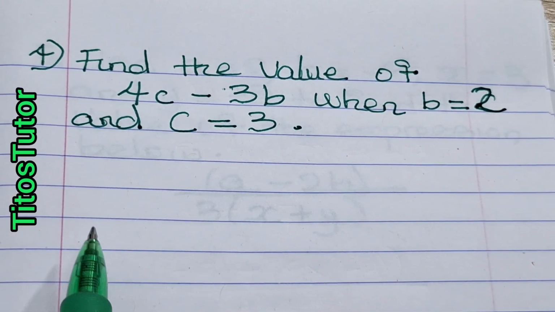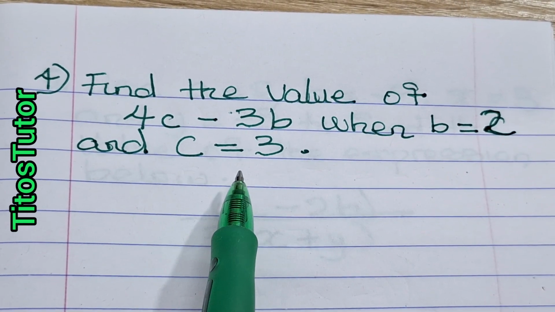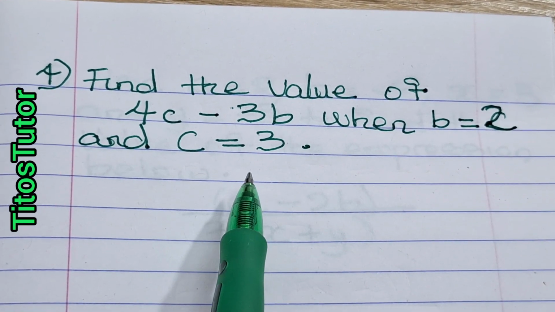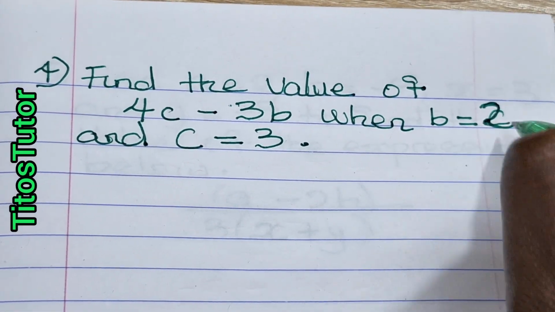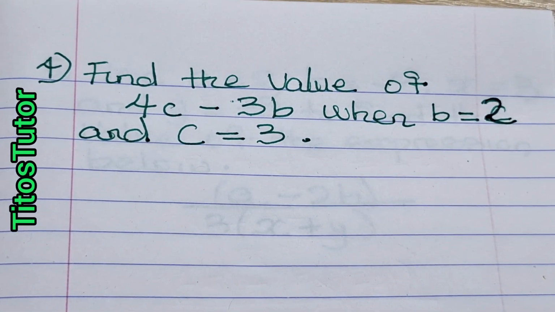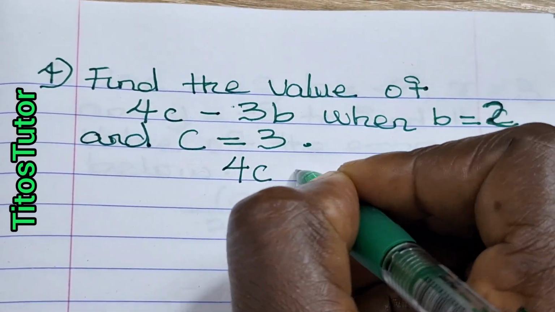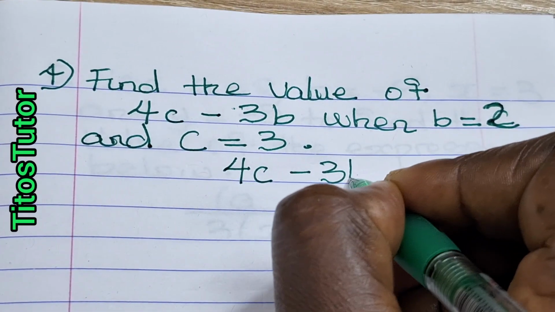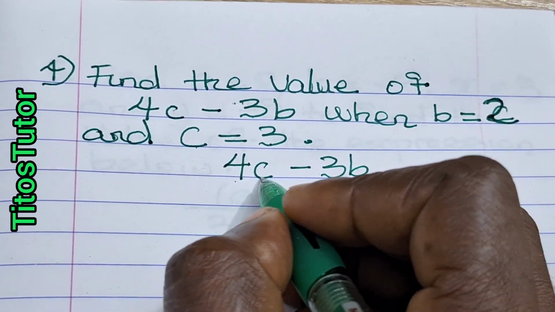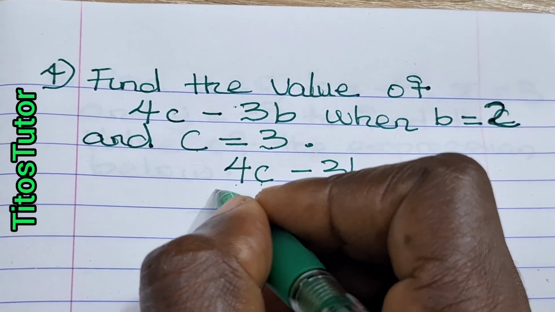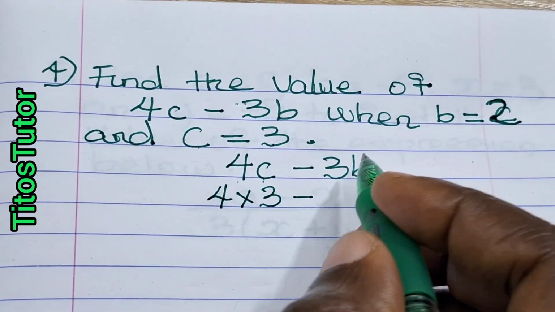Example 4. Find the value of 4c minus 3b when b is 2 and c is 3. I'm going to write the expression again. 4c minus 3b. Anywhere I see c, I put 3. 4c means 4 times c. So this is 4 times 3 minus 3b.